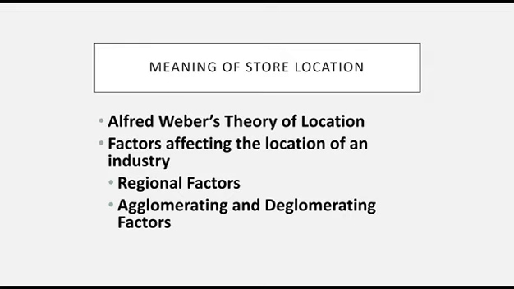Agglomerating and deglomerative factors also cause deviation from the minimum transport cost point. Agglomeration refers to concentration of an industry at a particular site. Certain facilities exist at such centers, yielding certain advantages and external economies.